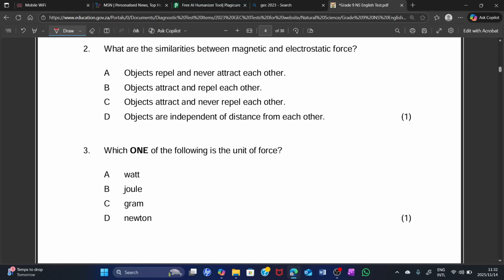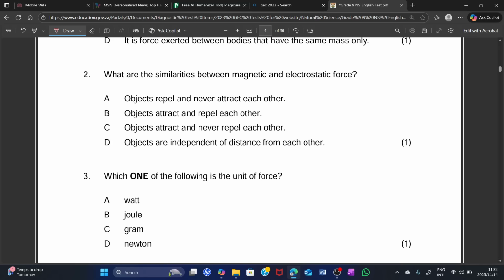The next one is question 2. What are the similarities between magnetic and electrostatic force? Remember, these are both non-contact forces. Objects repel and never attract each other? No. That's A. Objects attract and repel each other. That is common with magnets. Magnets attract or repel each other, even electrostatic force. All right. Now let's go to the next one.